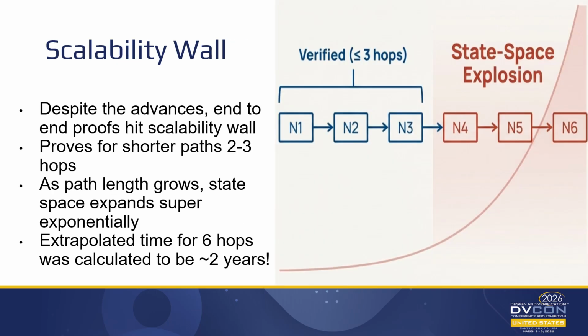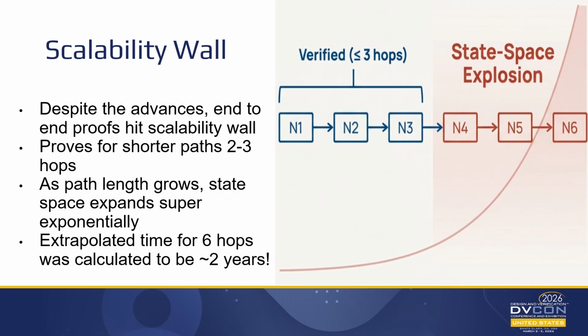Despite using packet trackers on every individual path, along with router level guarantees, we hit a significant bottleneck. We simply couldn't get longer paths to converge. As those paths grew, the state space of the design exploded. We effectively reached a scalability wall where proofs for anything over 3 hops wouldn't converge, even after running for weeks.